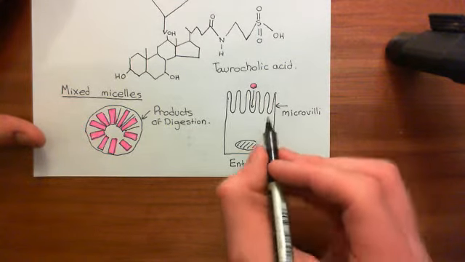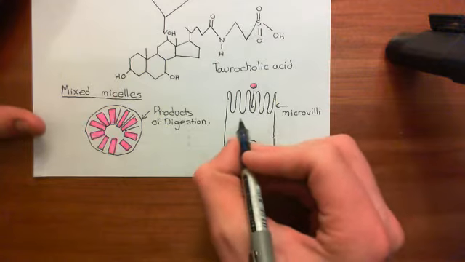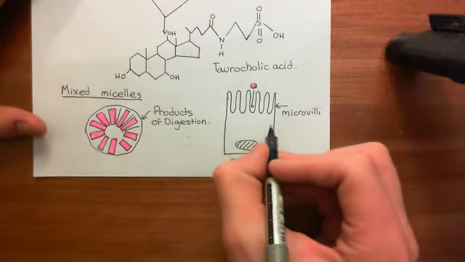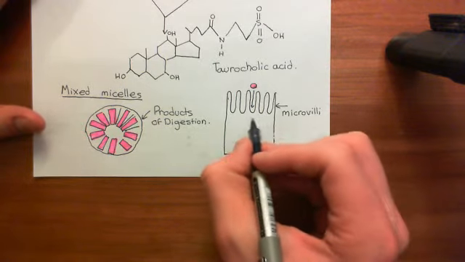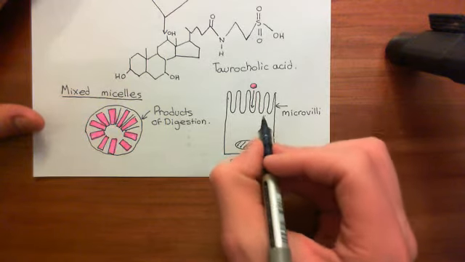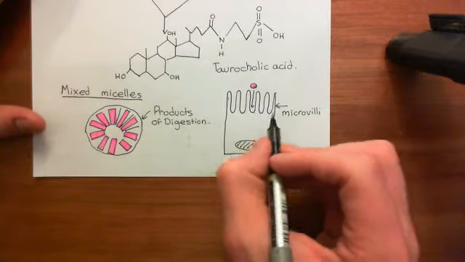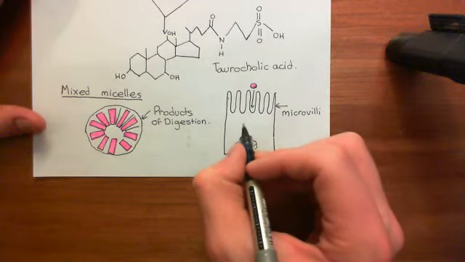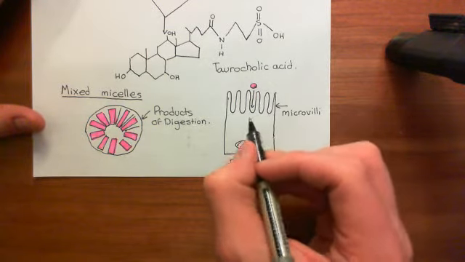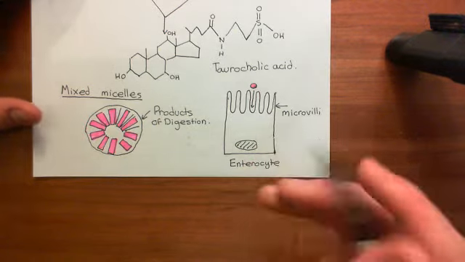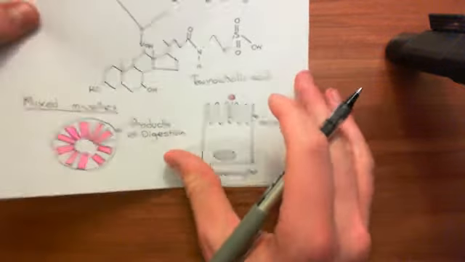Okay, now, what happens within the enterocyte? Well, basically, in the enterocyte, the processes of digestion are going to be reversed. You are going to resynthesize triacylglycerols. You're going to resynthesize cholesterol esters. You're going to resynthesize phosphoglycerolipids from the lysophosphoglycerolipid and the free fatty acid molecules. Okay, so let's get another piece of paper and discuss this further.